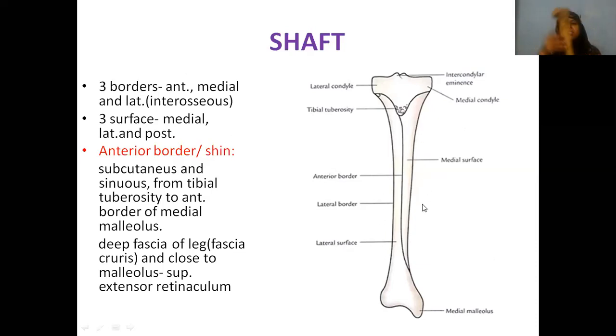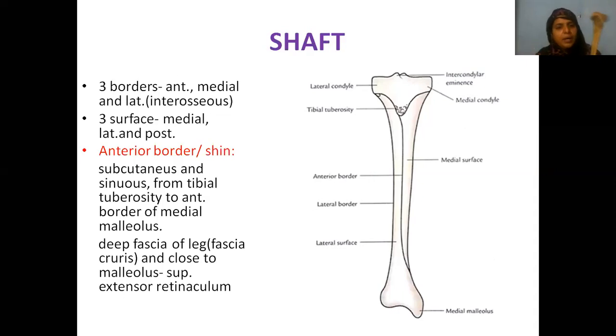Now, what are the various things we have in the shaft? We should check for the borders. Which border is very prominent here? The anterior border. I told you, you can feel it in your leg also. We have an anterior border, the medial border near the midline, and away from the midline, the lateral border. The lateral border can also be called the interosseous border. If you have a bone in your hand, you can appreciate the anterior border, medial border, and lateral border.